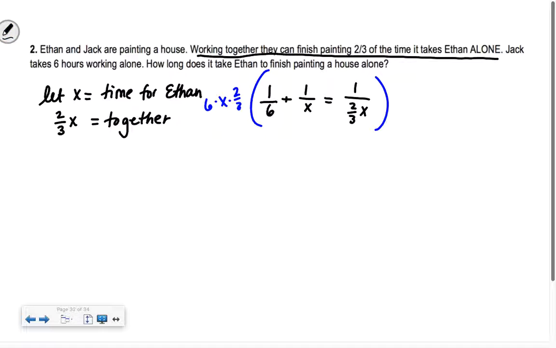So when we multiply it in, our 6x and 2/3 are going to reduce out with that 1/6, so the 6's cancel and I get 2/3 x. Plus the x's cancel and I get 6 times 2/3. And then my x and my 2/3 cancel and I'm left with 6. So I get 2/3 x plus, what's 6 times 2/3? 4. Yeah, so 4 equals 6. I subtract the 4 over, so I get 2.